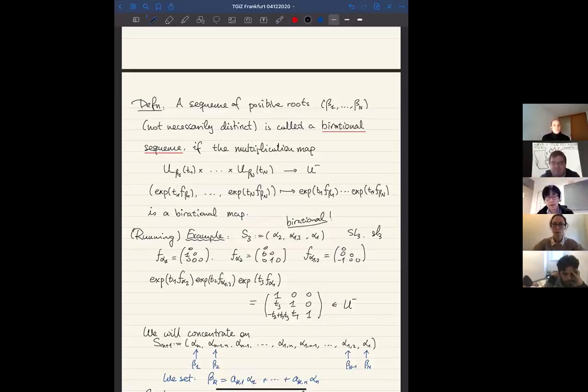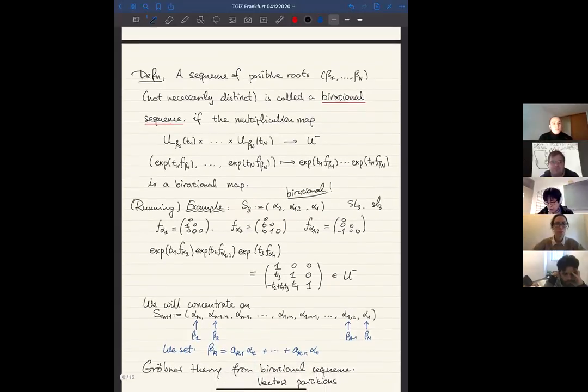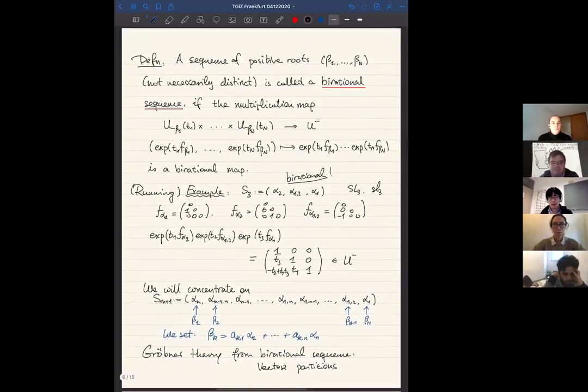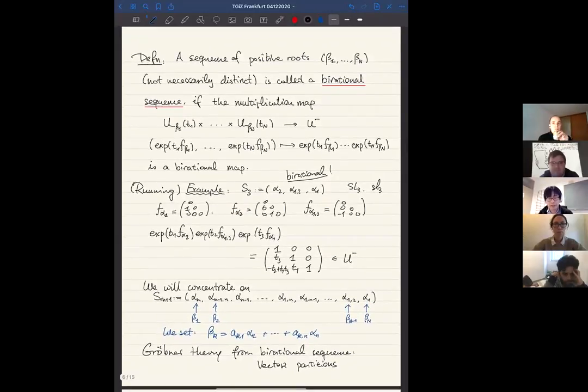Okay, I hope this should be clear. And now in this talk, I will only consider the following kind of birational sequence. And of course, you can consider birational sequences in general, but for this talk, I will only consider this one.